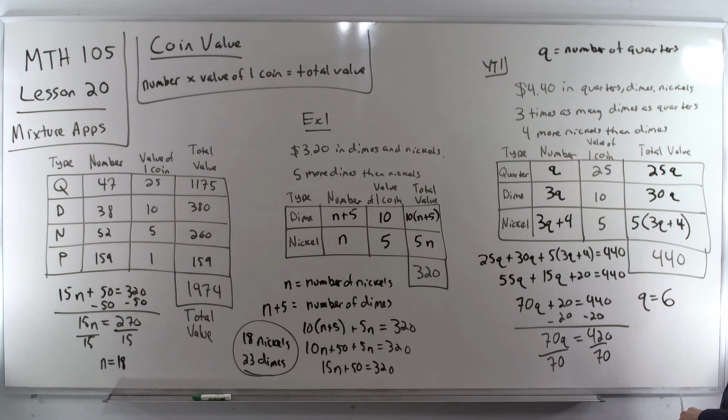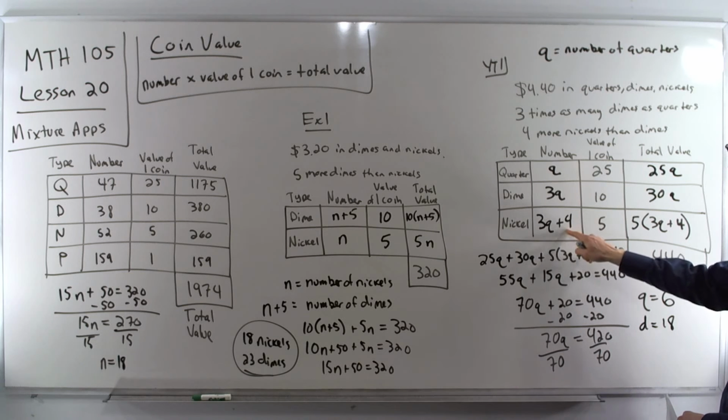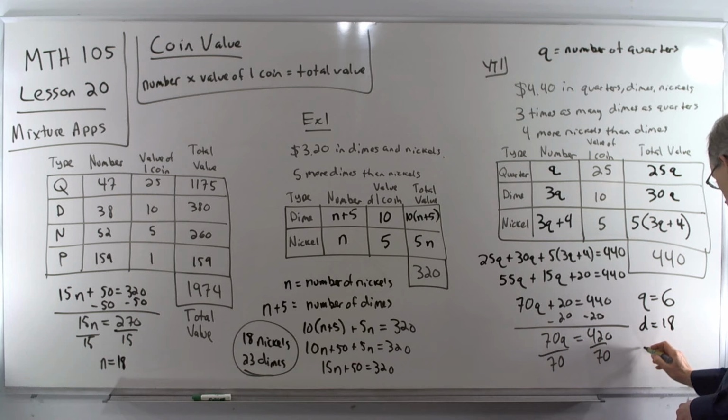Now we use these expressions to get the number of dimes and nickels. So we have 6 quarters, and we need 3Q. 3 times 6 is 18. So that gives us 18 dimes. And then nickels, we have 4 more than the number of dimes. So that's 22.